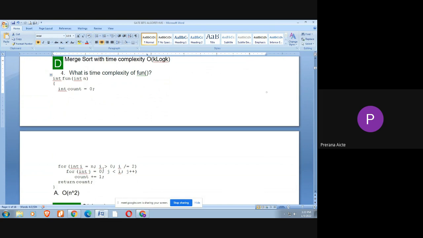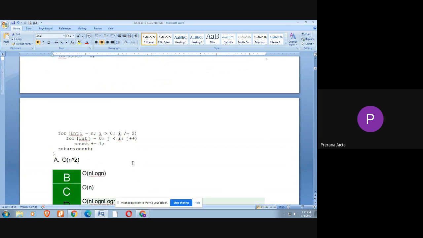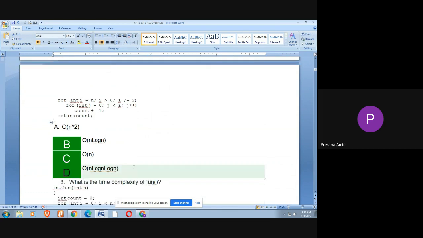So whenever we find two for loops in the given code, we should not simply consider that the time complexity is going to be order of n into n, that is order of n square. Depending on how many times the inner loop and outer loop execute, we have to decide the time complexity of the given code. So here it is going to be only order of n. So the option is C.